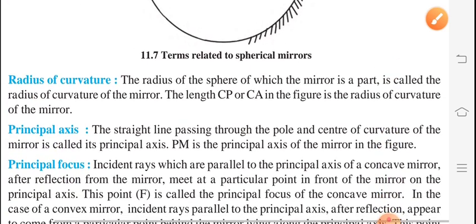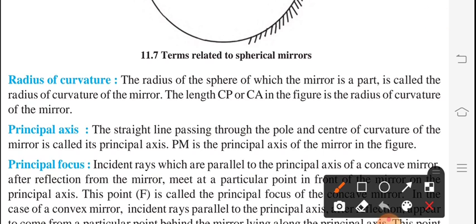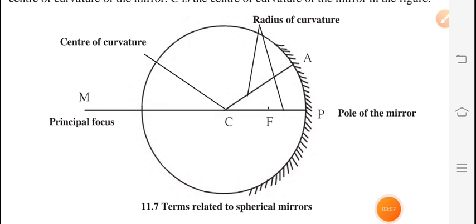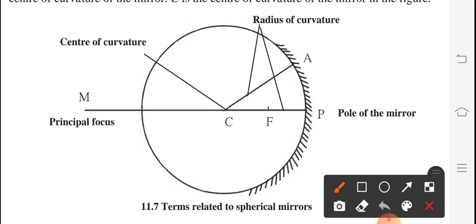Next, radius of curvature. The radius of the sphere of which the mirror is a part is called the radius of curvature of the mirror. The length CP or CA in the figures is the radius of curvature of the mirror. You can observe in this diagram the radius of curvature, that is, as we know, the center point and this point joined, we can say is the radius of curvature.